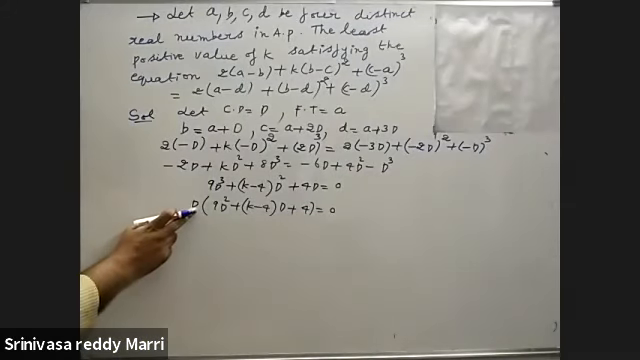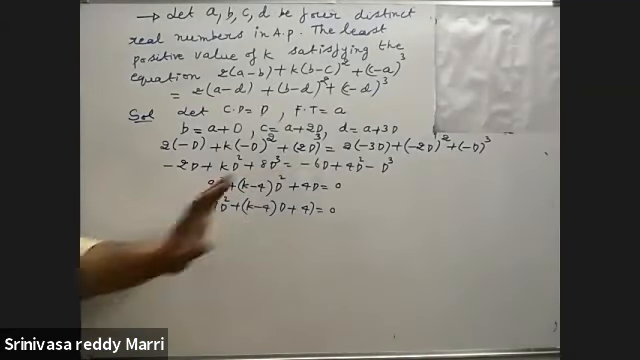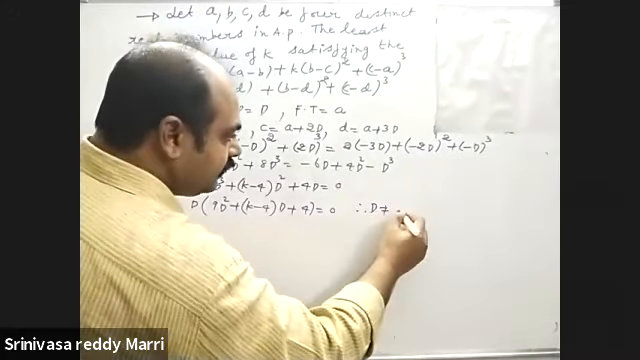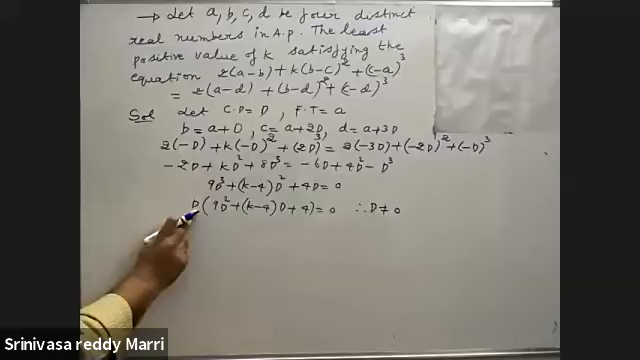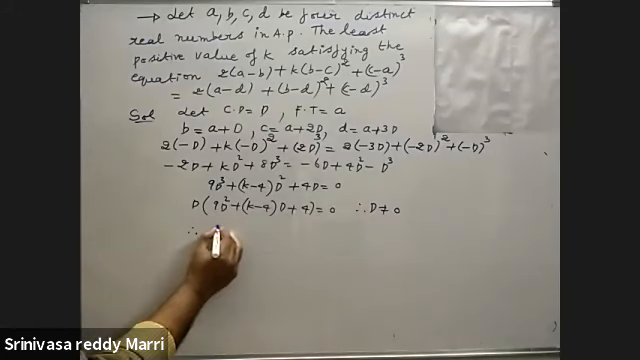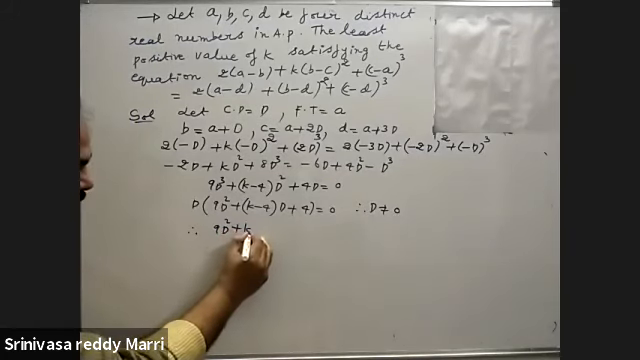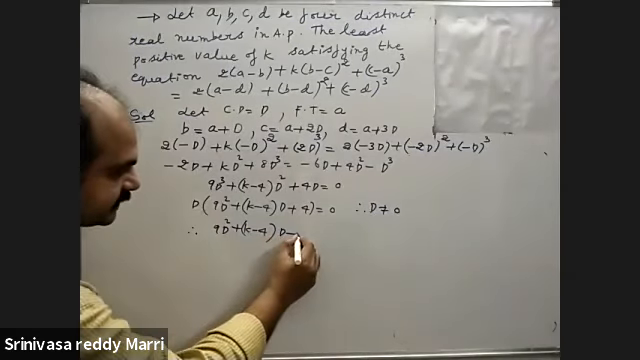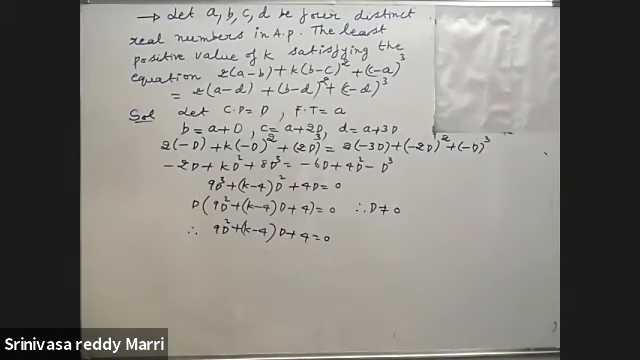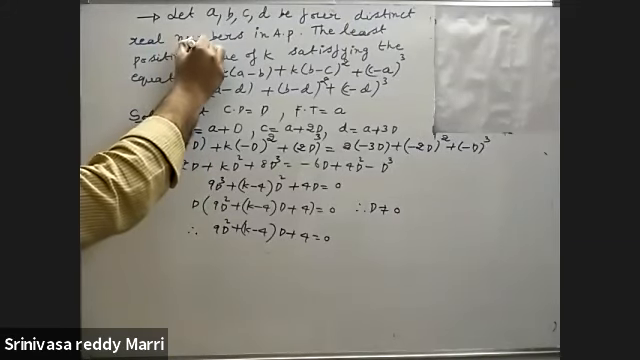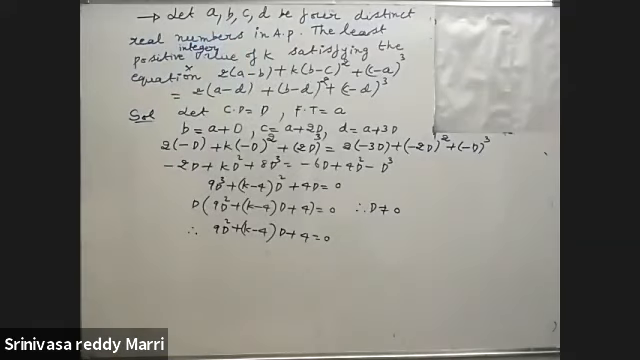Now this gives D equal to 0 also, but D cannot be 0. If D equal to 0, all the numbers will be equal, but they are given as four distinct numbers. Therefore, 9D square plus (K minus 4) into D plus 4 must be 0. The least positive integer value of K is what you want.